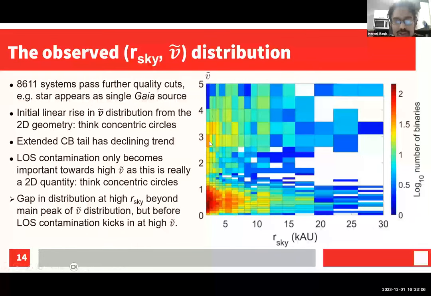This is the observed distribution of ASCII and V tilde. Because V tilde is a 2D quantity, and so actually is the ASCII, there should be a linear rise in the distribution along the V tilde axis, and then it should drop off. That's correct for the genuine wide binaries, but it's also true for the close binaries. I'll explain why later on, but the close binaries should also create a declining trend. If you go up to very high V tilde, there should be a rise eventually because of line of sight contamination. These are systems which are aligned on the sky, but they're not actually close by in 3D.